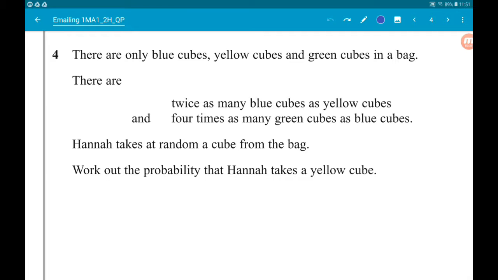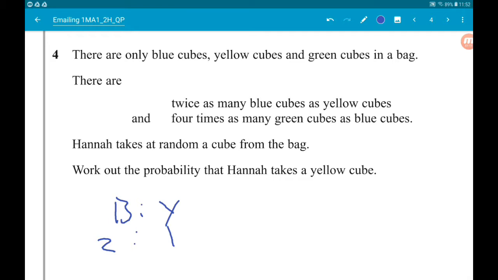Okay, so there's quite a few different ways we could go about this. I'm going to use a ratio because I know we all love ratio. So, first of all then we're told there are twice as many blue cubes as yellow cubes. So for that, we can say that blue to yellow is 2 to 1. For every one yellow cube, there's twice as many blue cubes.